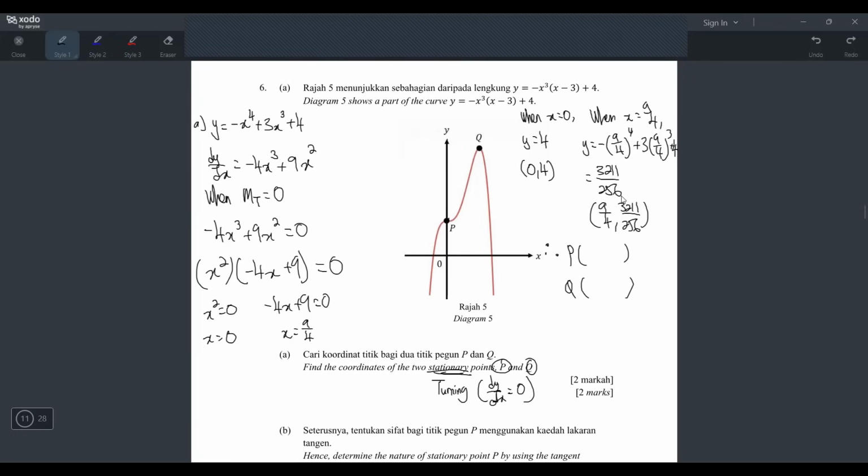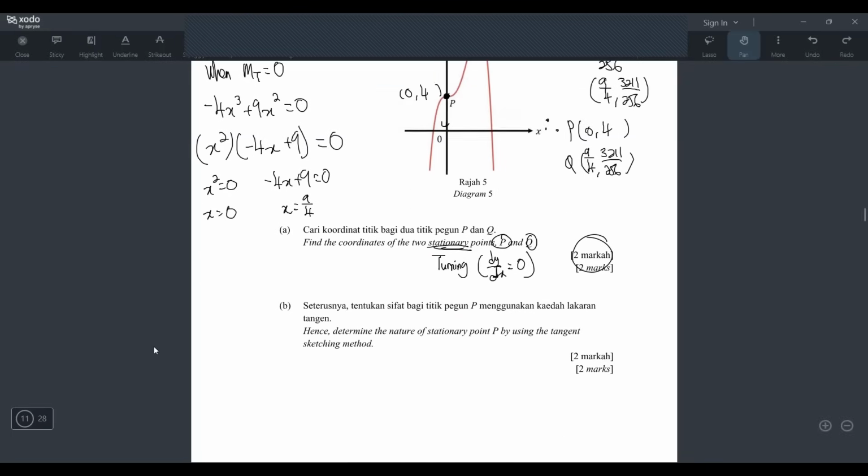Of course, it's the 0, 4, because if you look at the diagram, P is located near here. So of course this one must be the 0, 4, right? And then Q will be the positive one, which is positive 9/4, and then the y coordinate is 3211 over 256, right? Okay, so 2 marks only. So this is how you get full marks. Okay, done. Now let's do B.